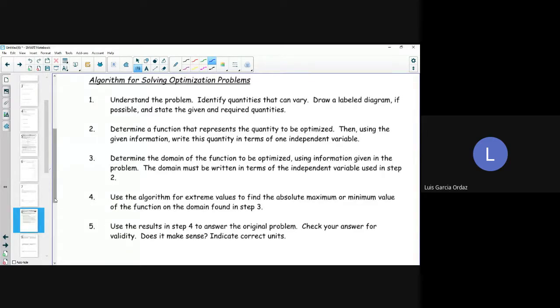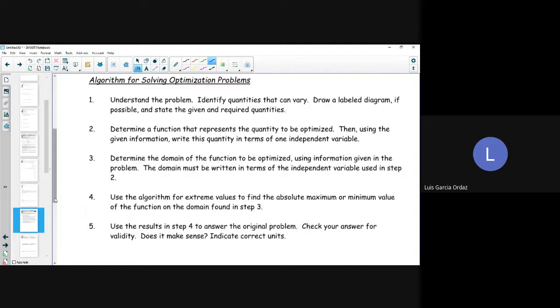And step 4, we want to use the algorithm for extreme values to find the absolute max or min of the function on the domain found in step 3. And last but not least, we want to use the results in step 4 to answer the original problem. We want to check our answer for validity. Does it make sense? And we want to indicate the correct units.